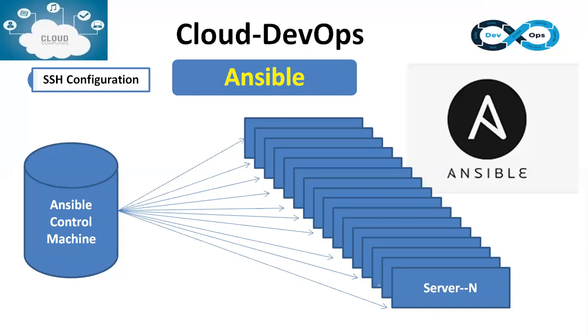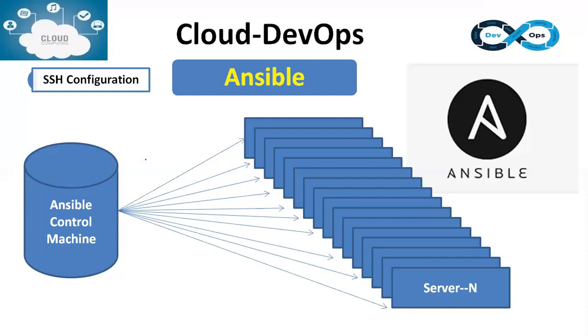Here you can see there is no limit for the Ansible installations or configurations. Any number of servers you can connect to the Ansible control machine. Ansible control machine is nothing but where we have installed our Ansible. Server machines do not need to have Ansible.